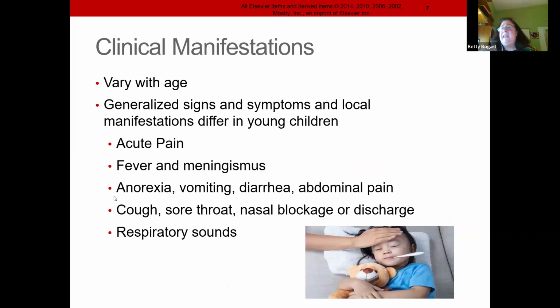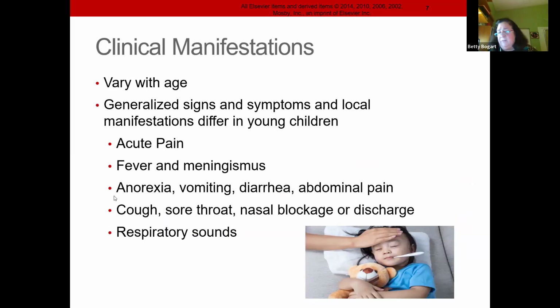Now, any kid who's getting sick, number one, they're going to stop eating. That's a kid. Adults, we keep eating because we don't care. We're hungry, we're going to eat, but kids don't. And they're going to become quiet. If they have pain, they're going to tell you, and they're going to tell you what ear hurts very easily.